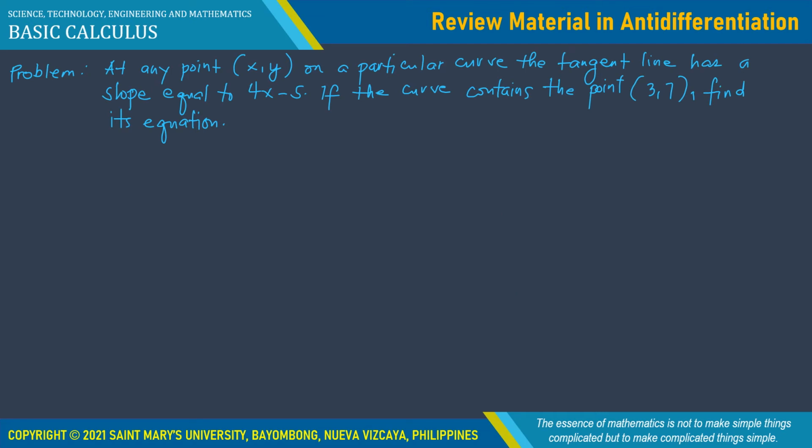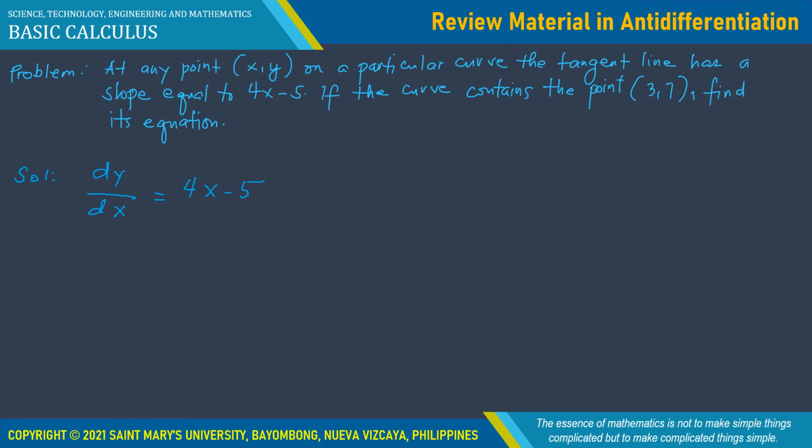So, yan yung ating answer. Okay, mag-solve naman tayo ng problem. So, first problem, at any point xy on a particular curve, the tangent line has a slope equal to 4x minus 5. If the curve contains the point (3, 7), find its equation. So, simple lang naman yan. Alam natin na kapag sinabing ang slope is equal to 4x minus 5, yun yung ating derivative. Always na ganon. Pwede natin gawin dy over dx equals 4x minus 5. Ibig sabihin daw, ito daw yung derivative ng equation ng given curve.